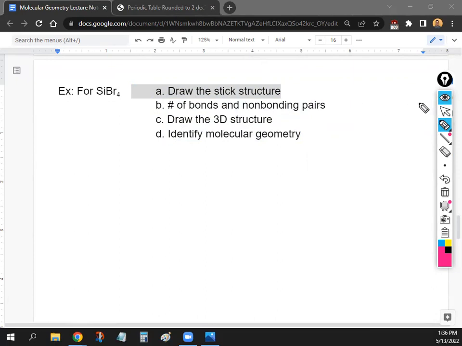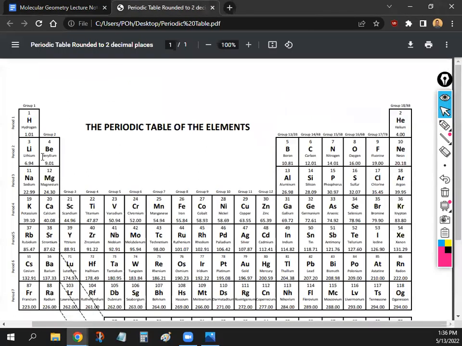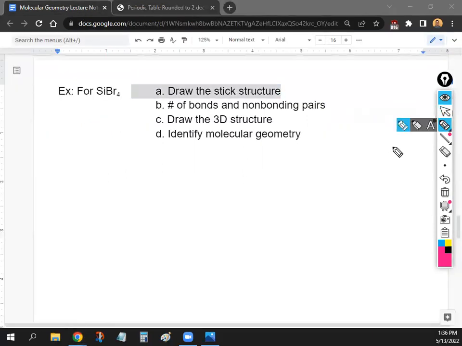But let's go over this one, SiBr4. So if you guys take a look at Si and Br on the periodic table, Si has 1, 2, 3, 4, and Br has 1, 2, 3, 4, 5, 6, 7. So when we're counting the valence electrons, we got 4, and then Br is 7, but since there's 4 of them, that'll be plus 28, and that'll give us 32 electrons to work with. Okay, so this first part is super simple. It's just what we've been doing up until this point.